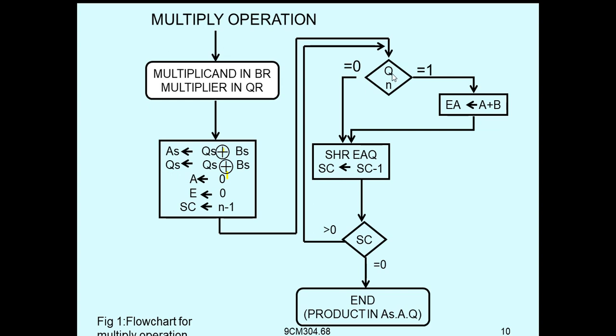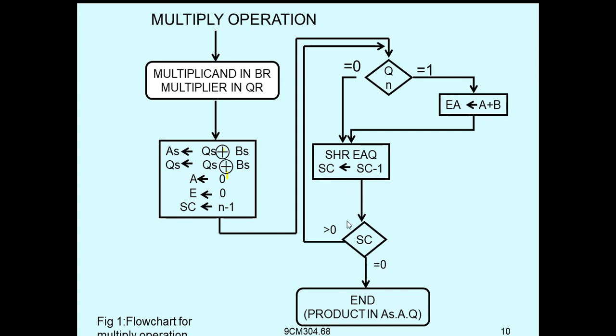So check the Qn. If Qn is 1, we have to add B to A. So this is 0, so I have to add the B value to 0. The final result can be placed into E. Then after, you have to perform the shift right operation of the EAQ registers. Once this is over, you have to decrement the sequential counter register.